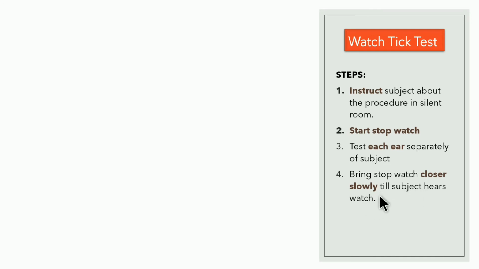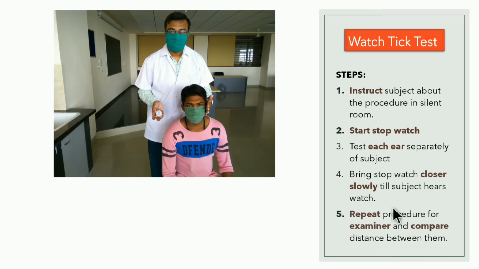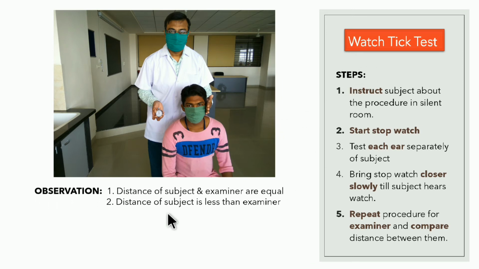When the ticking of the watch is heard by the subject, you have to stop and measure the distance, and you have to repeat the same procedure with the examiner. So when you do it on the subject, then the examiner becomes the subject and the subject becomes the examiner, and repeat the same procedure. So here also again we are comparing the distance of the subject with the distance of the examiner. So this is how the watch tick test is done. So what are your observations? The distance of the subject and examiner can be equal.